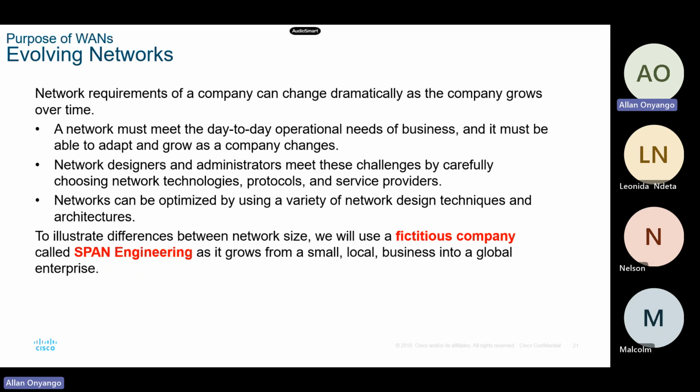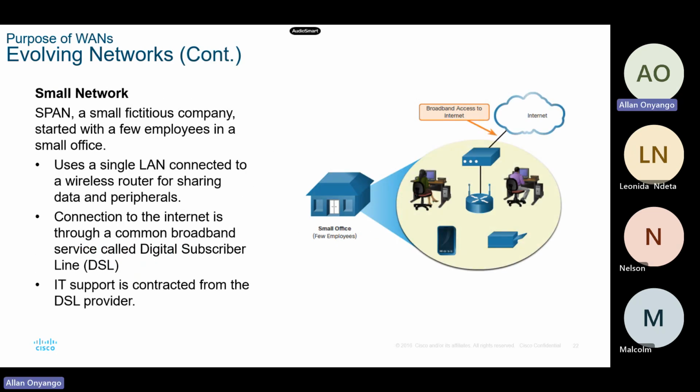Now, I'm going to give an example of a company. This company is fictitious. It's not a real company, but it's a fictitious company that we're using to learn how an organization or a company normally grows. So we are going to call this company Span Engineering, and this company is going to be manufacturing fuel from domestic waste. So Span Engineering starts very small. They're just beginning, and they have very few employees, probably just 2 or 3 employees.